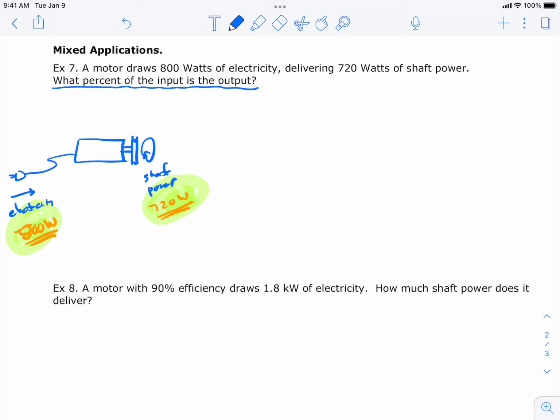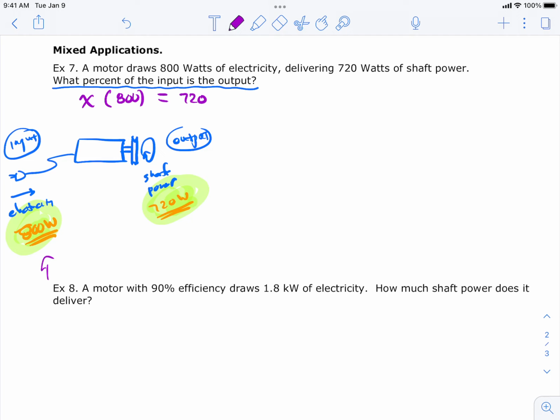What percent of the input is the output? Well, here's the input. Electricity goes in. That's the input. Shaft power comes out, so to speak. That's the output. Okay, I'm going to interpret that equation directly. What percent of the input? Well, the input, that's over here. That's the 800 watts. Is the output? Well, the output's 720. Isn't that slick?